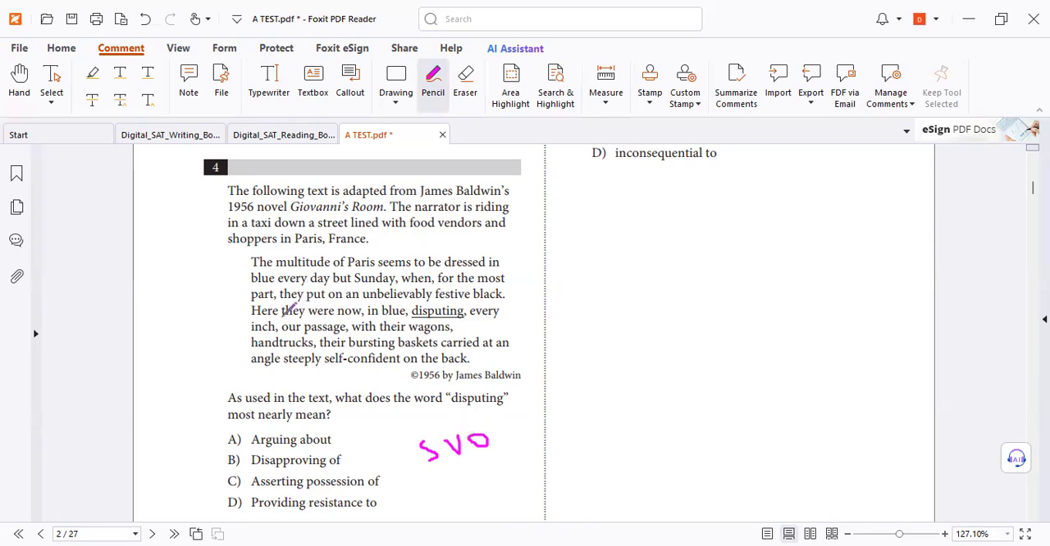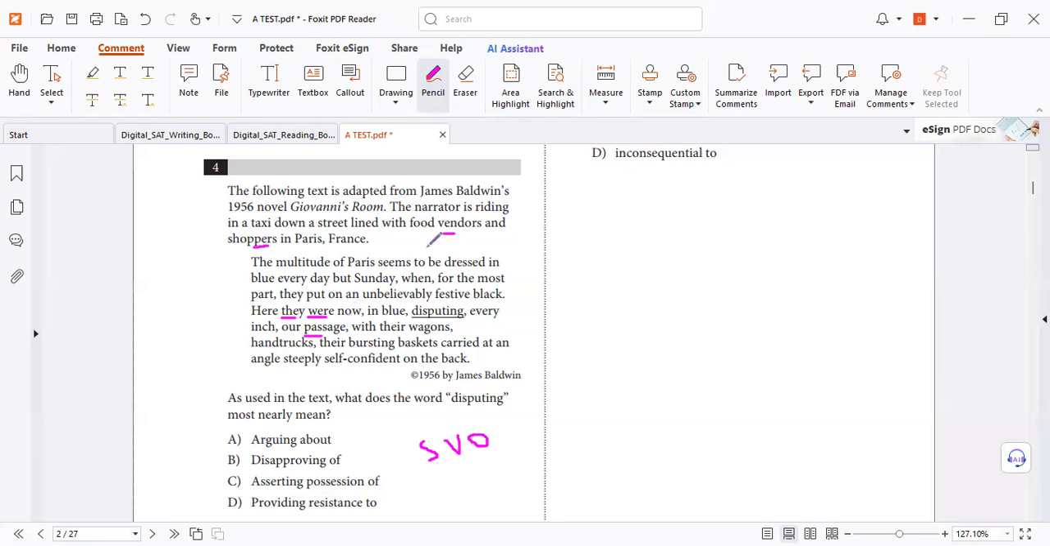After reading, you will find they were disputing. Disputing what? Disapproving of. Let's read. Every inch of our passage. Disputing what? Every inch of our passage. So our passage is the object, with their wagons, sand trucks. So who are they? Food vendors and shoppers. So subject, verb, and object.